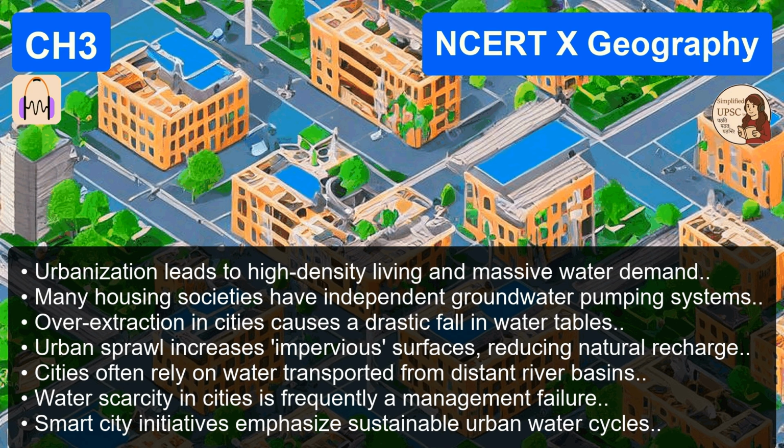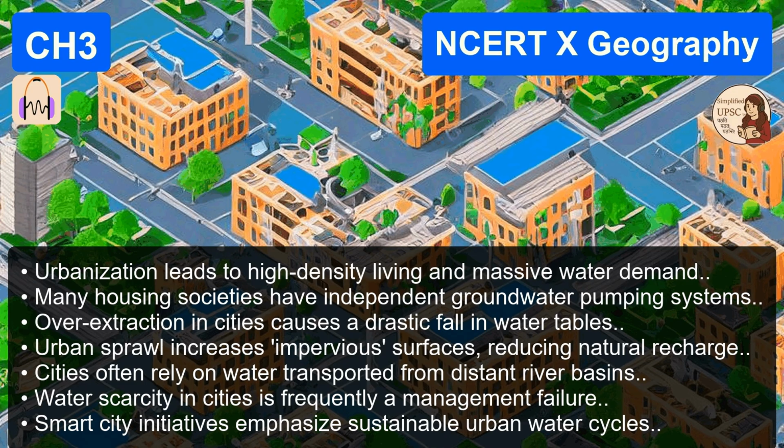I think everyone listening in a metro city can relate to this. You see it everywhere. Every building has its own groundwater pumping system. The text mentions this specifically, which I think is fascinating for a school textbook. It's very observant of modern reality. In housing societies or colonies, they have their own groundwater pumping devices to meet their water needs.